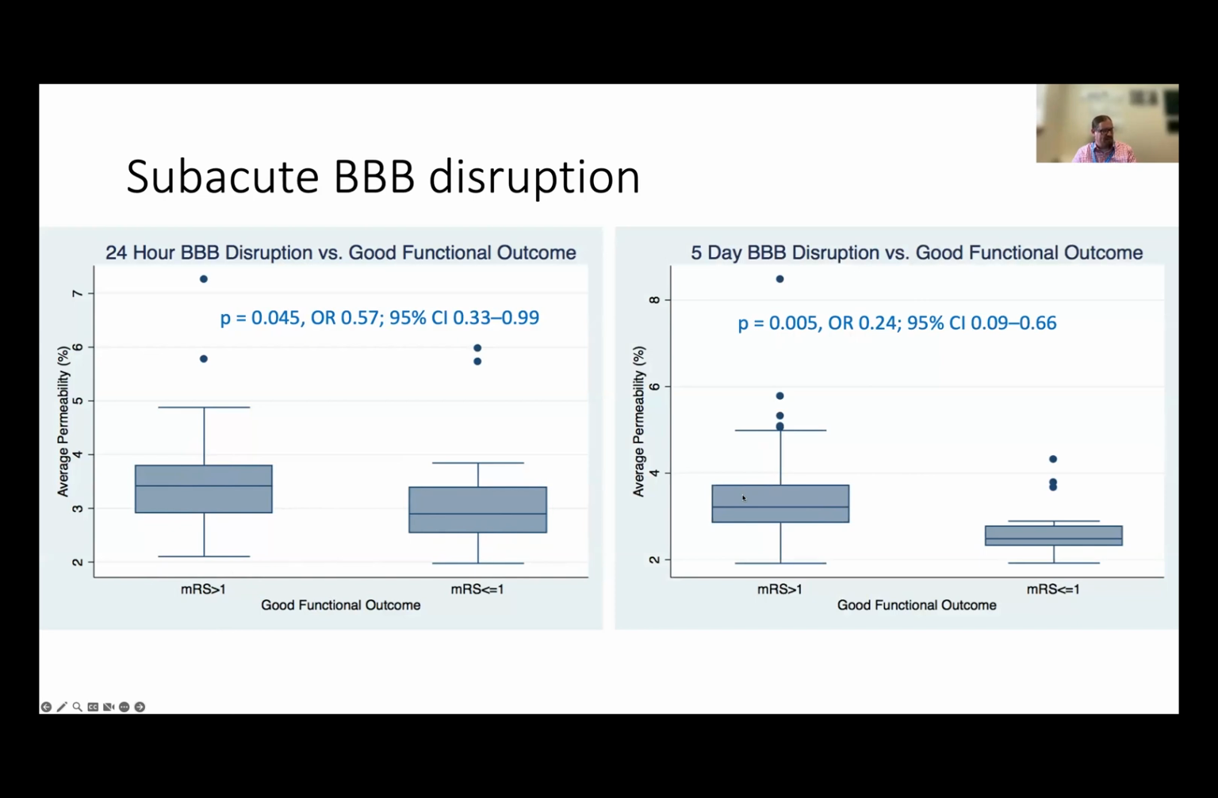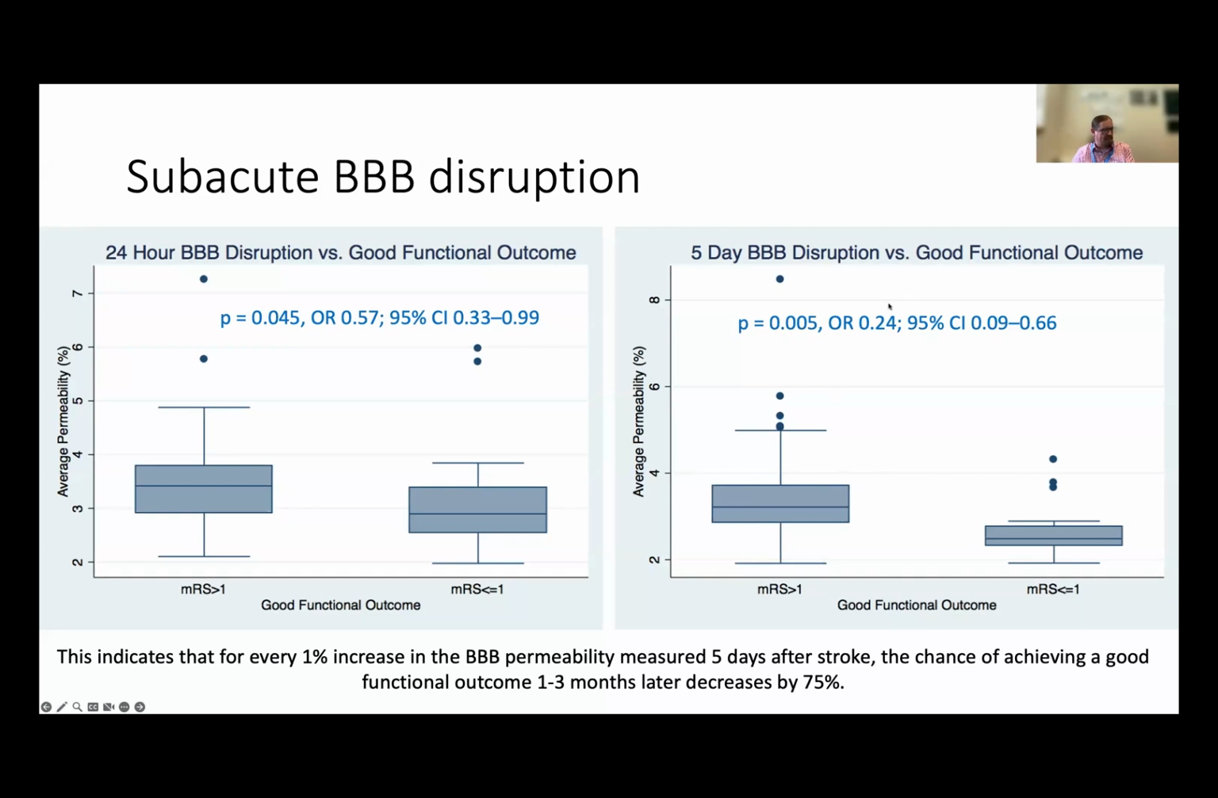And then it was even more pronounced when we look at the 5-day time point, where, again, 5 days after stroke, the amount of blood-brain barrier disruption is telling us about how a patient will do several months later. So basically, from this odds ratio, it indicates that for every 1% increase in the blood-brain barrier permeability measured 5 days after the stroke, the chance of having a good functional outcome 1 to 3 months later is decreased by 75%.